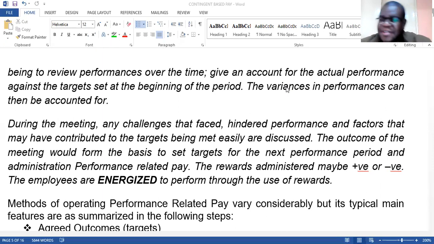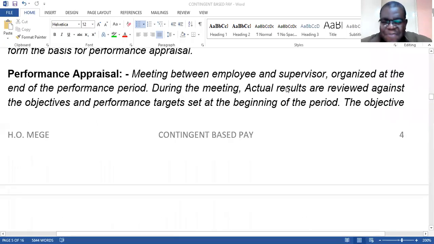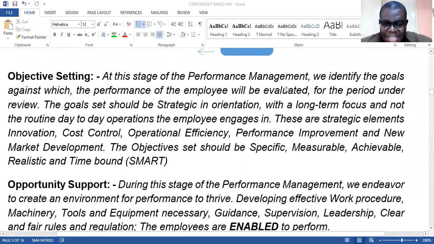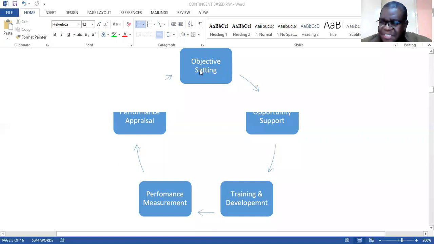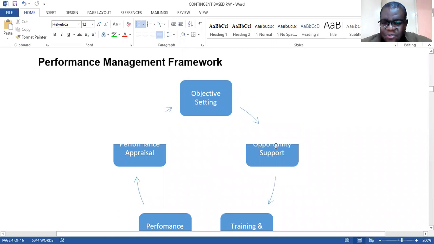So a performance-related pay scheme. Basically, we are looking at how the individual will perform for the period, and the result achieved is the basis for rewarding the individual. So in a nutshell, that is a performance management framework. Set objectives, SMART objectives, strategic in orientation. Offer the necessary support for the individual to work towards meeting the objectives.